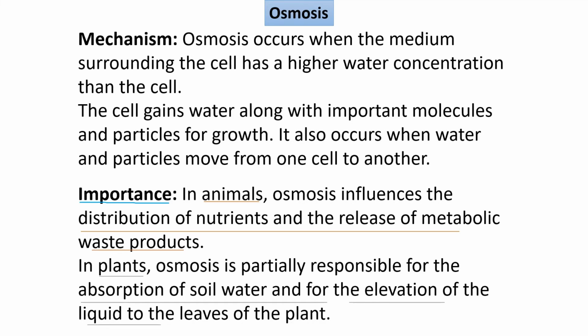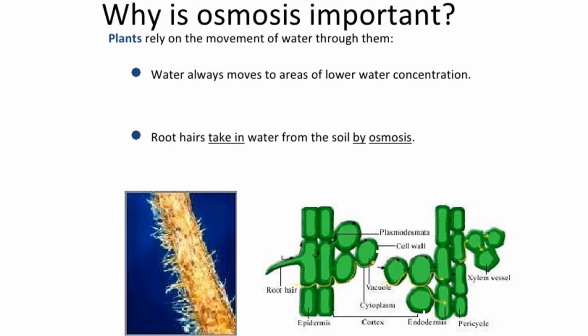In plants, osmosis is partially responsible for absorption of soil water and for the elevation of this water to the leaves of the plant. In here we show root hair cells, and water will be absorbed through osmosis inside of this root. So here is the root hair, and the water will be absorbed and then distributed from one cell to the other, passing like that.